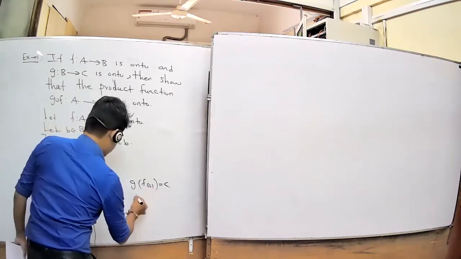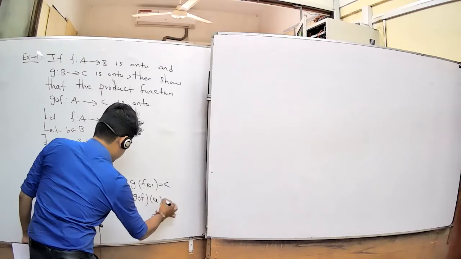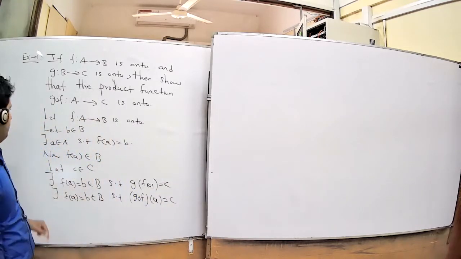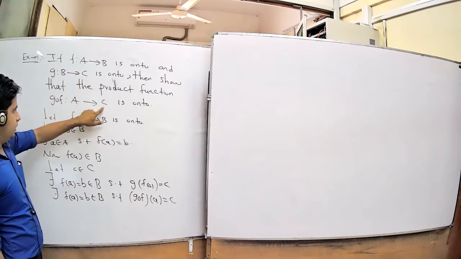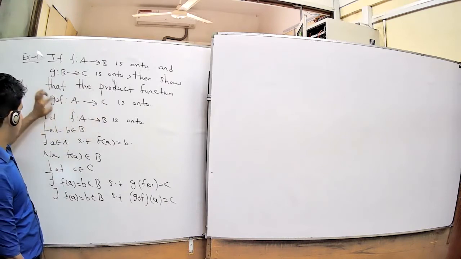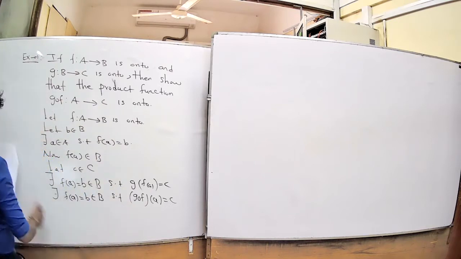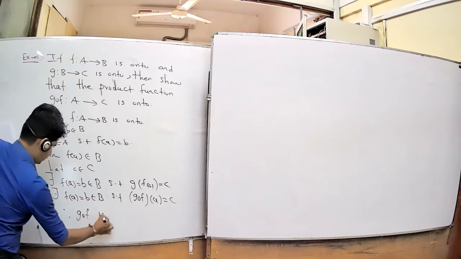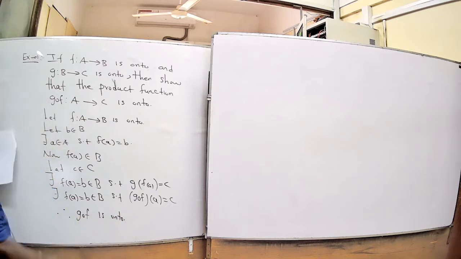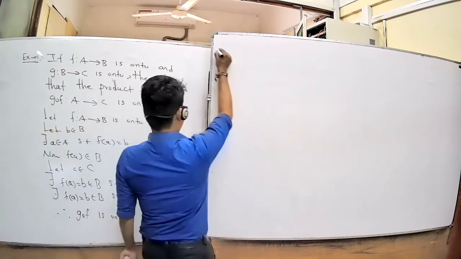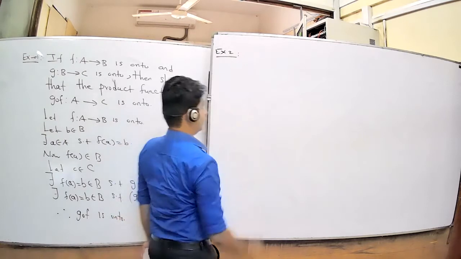What is the meaning of this? g composition f of a equals c. That means you take one of the elements c belonging to C, there exists a belonging to A such that g composition f of a equals c. That means it is called an onto function. Therefore, g composition f is an onto function. Very simple exercise: suppose f and g are onto functions, you want to show that the composition function is also an onto function. Now we will do this problem.